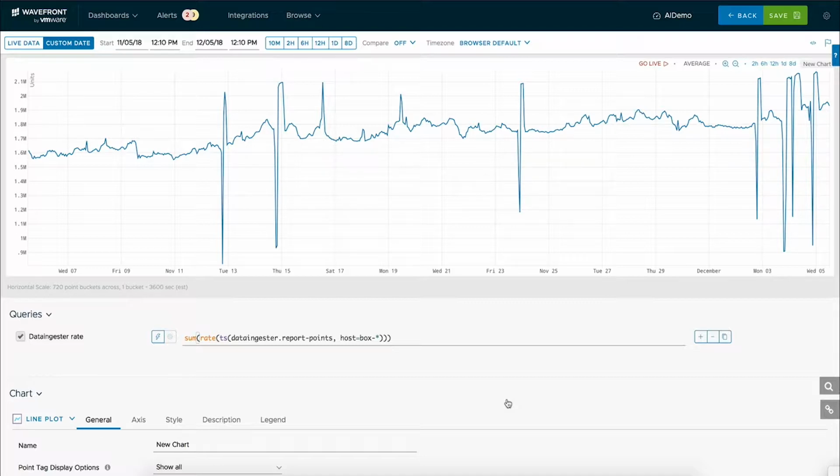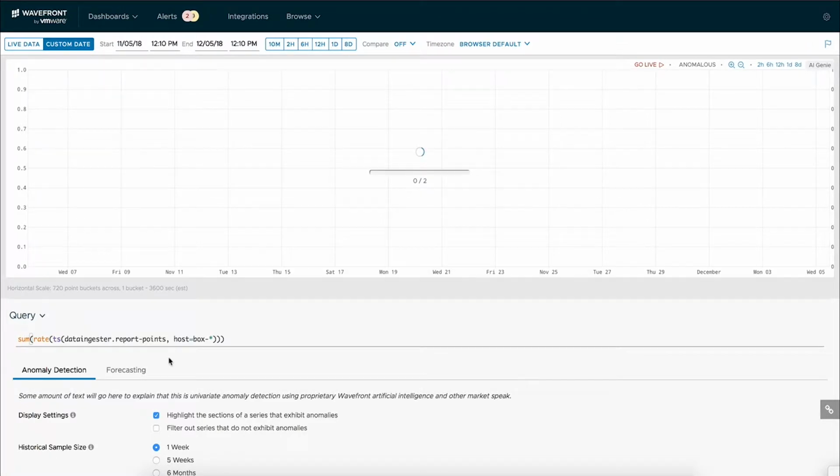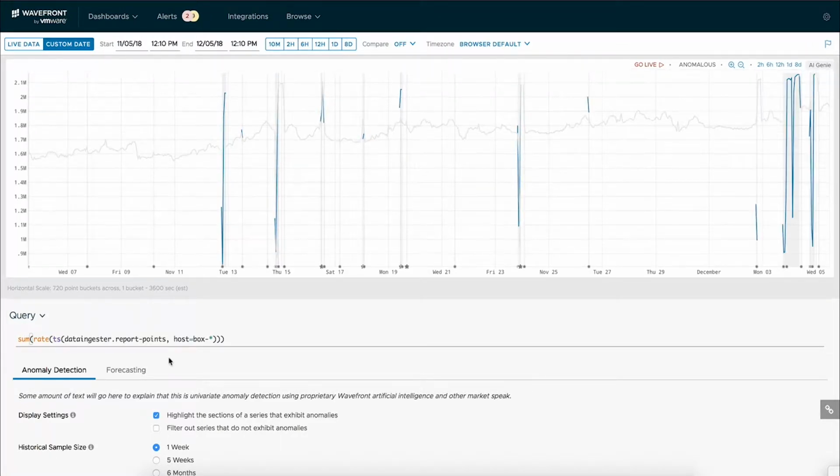So this is a chart of the data ingester memory for one of the clusters. And I can see that it's trending, and in addition it's fluctuating. So I want to make sure that I'm going to have enough resources going forward. So I click on AI Genie and I wait a few seconds. And I can see that there were anomalies.